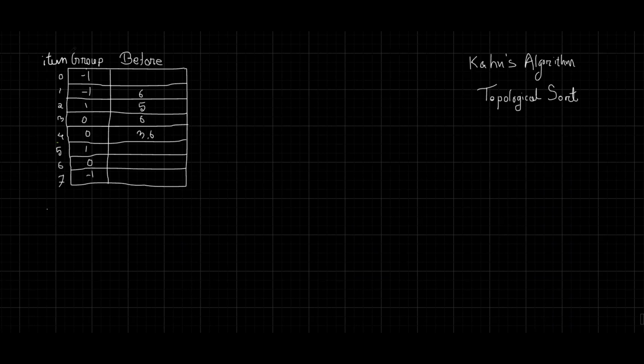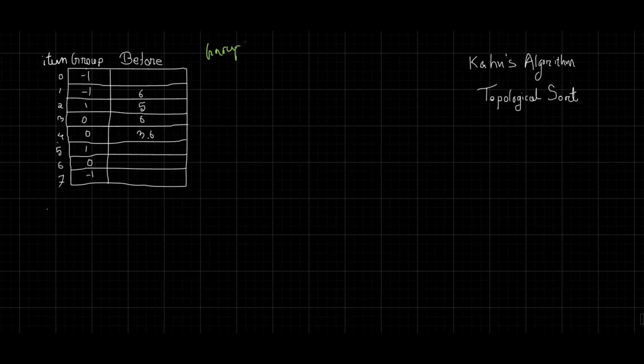Now, in this problem, we are given two entities. One is item, another is group. So we have to make the graph by using the item and the group, and let's see how the topological sort works on those graphs. Now, at first, let's make the graph with the group.